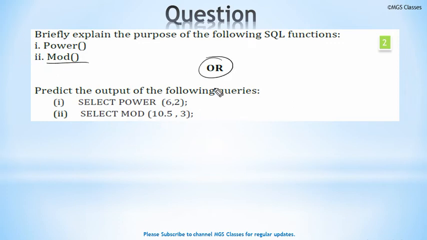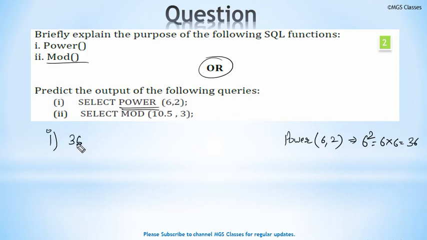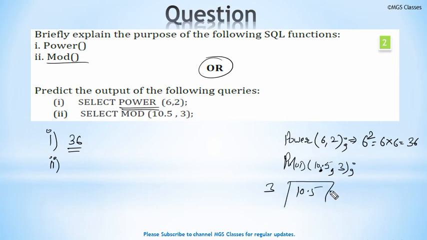Now I am trying to solve this OR portion. First question: SELECT POWER(6, 2). So the power function, as we have seen in the theory portion, 6 comma 2 means 6 raised to power 2, that means 6 into 6, which is 36. So its output will be 36. And the second portion is MOD(10.5, 3). In that case we need to divide 10.5 by 3. So 3 threes are 9, and the remainder there is 1.5. So the remainder will be 1.5 here.